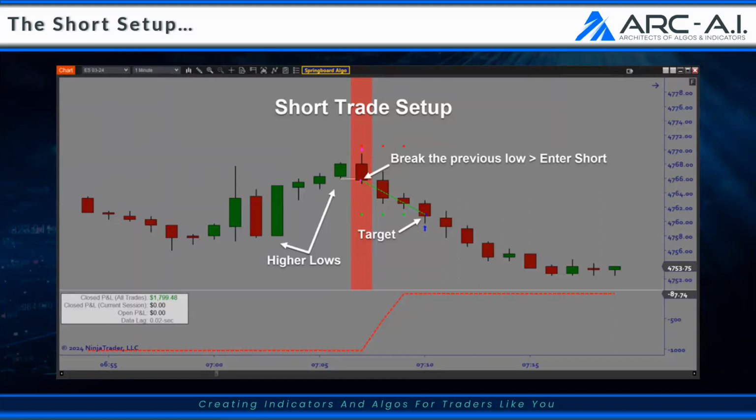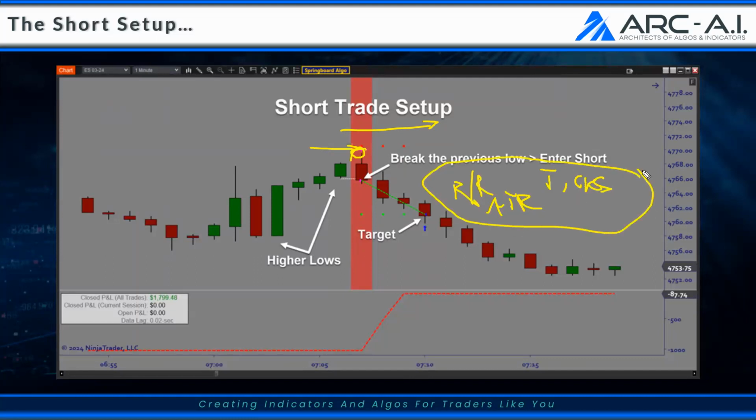You can also set, based on the algo, where the stop should go based on a buffer above the highs. You can also set a target based on risk reward. You could set a target based on ATR. You could set a target based on a static number of ticks, and you can optimize for all of these things.